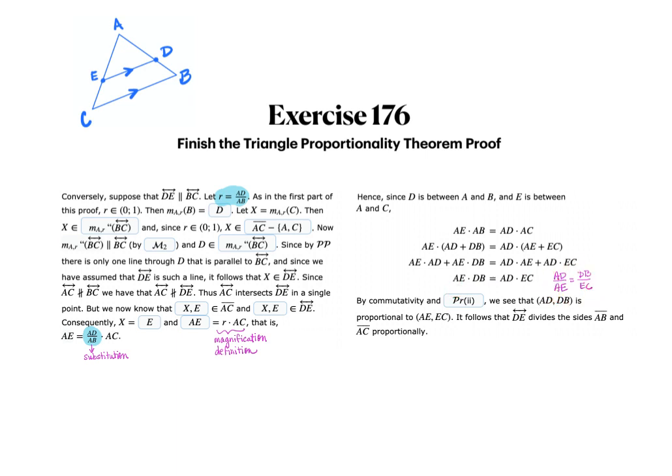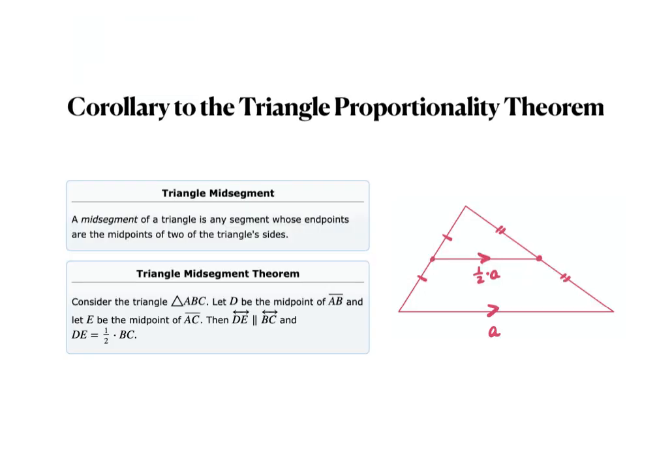So I know that AD over AE is equal to DB over EC. If I were to cross multiply here, I would end up with this product. Now, by commutativity in PR2, we see that AD comma DB, the ordered pair, is proportional to AE comma EC. It follows that DE divides the sides AB and AC proportionally.